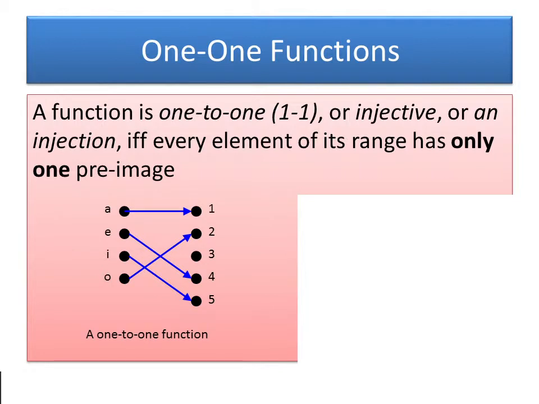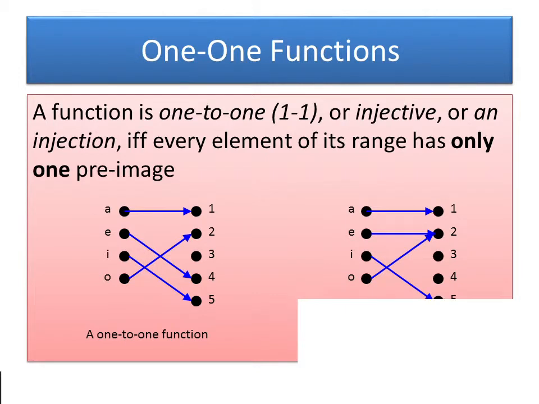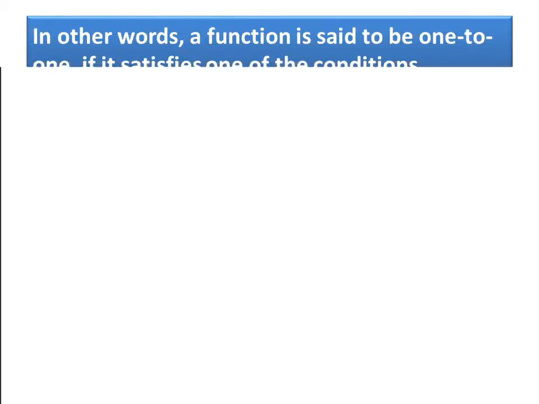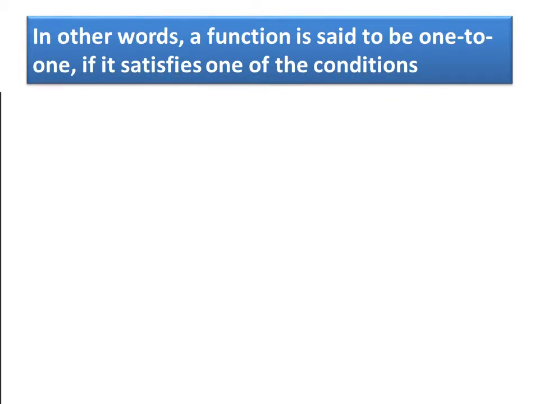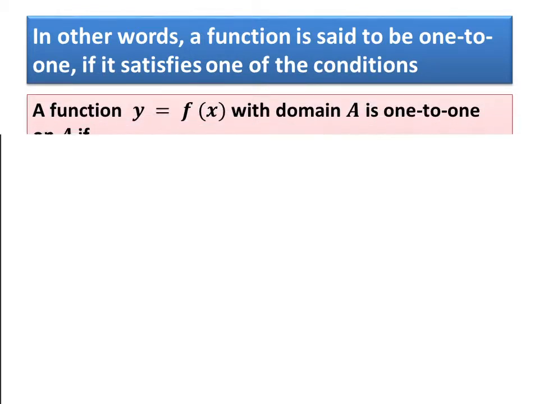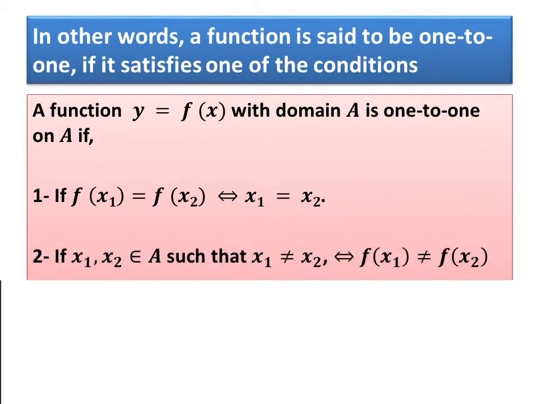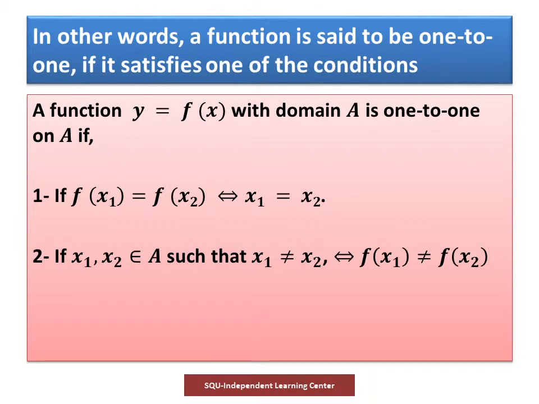Now let's have a look at the figure to the right-hand side. Here we have 1 having a pre-image A, while 2 has two pre-images E and O. Accordingly, this function is not one-to-one. In other words, we say that a function is one-to-one if it satisfies one of the following two conditions. The first condition reads f of x1 equals f of x2 is equivalent to saying that x1 is equal to x2. In other words, equal images is equivalent to equal pre-images in case of one-to-one functions.